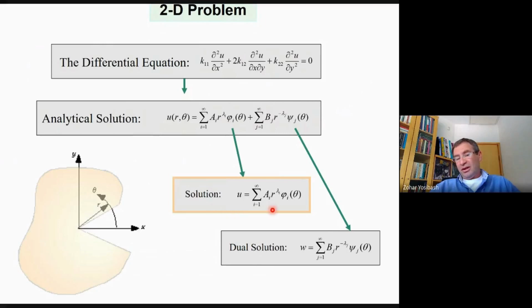So I split the solution into two. The admissible solution, which will be u, is an infinite sum of eigenpairs, so eigenvalues and eigenfunctions, plus there is a dual solution which satisfies the equation, but I don't consider that a solution, so I call that a dual solution.